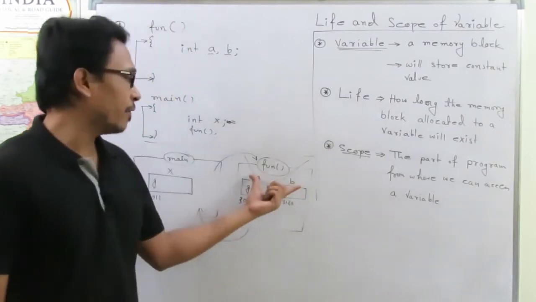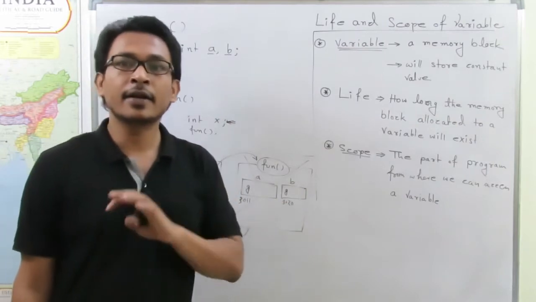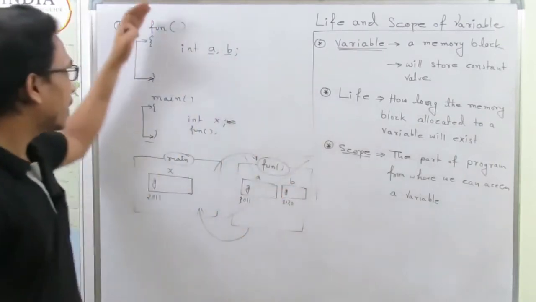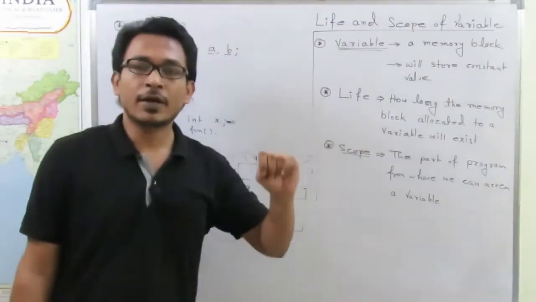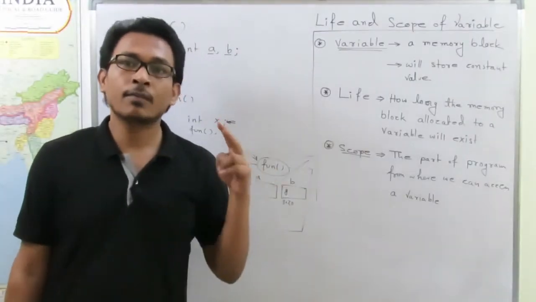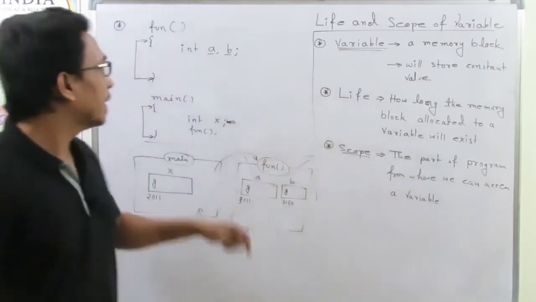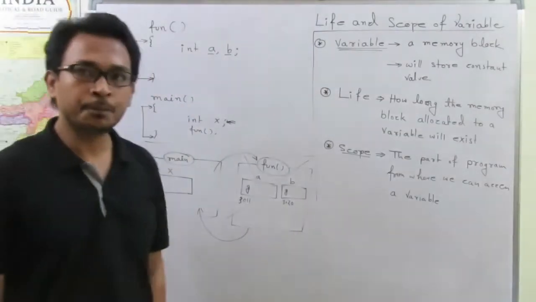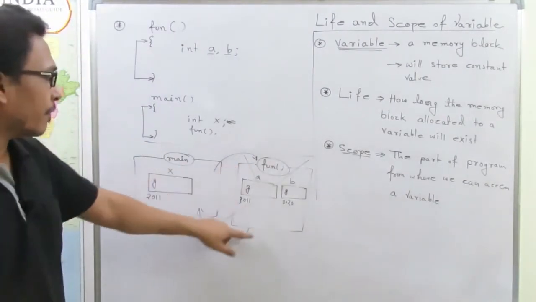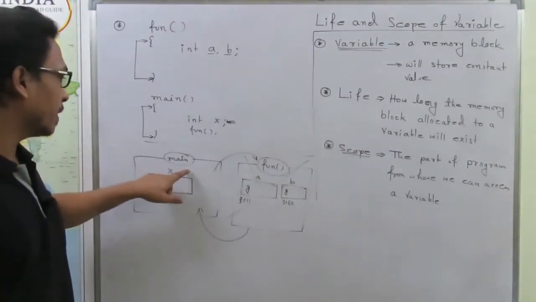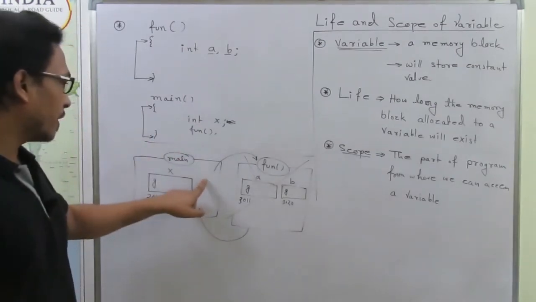So what is the life of this particular variable a and b? The life of a and b is the block where they are defined. In this code segment, these two variables are defined inside the block fun. So the life of these variables is this block only. Now we come back from the fun function to the main function. Now we are in this particular main function.